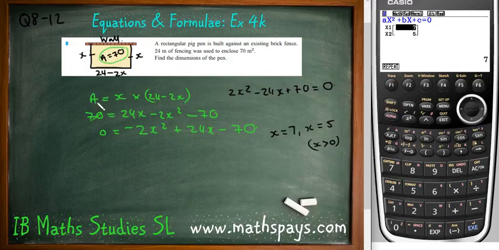Now for my answers here, we know the dimensions are x by 24 minus 2x. So the area 1 could equal 7 times, well, 2 7s are 14, so 24 take away 14 is 10. That's my first possible answer. Or area is equal to 5 by, 2 5s are 10, 24 take away 10 is 14, and they're my two possible areas. Okay, sorted.